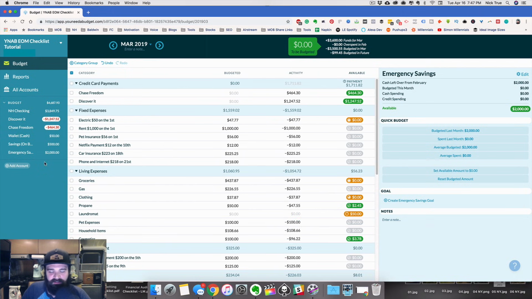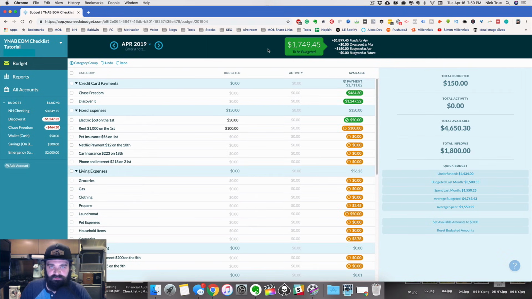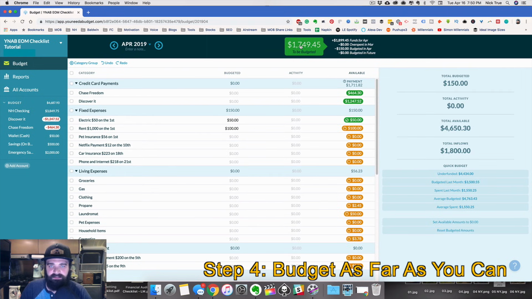Speaking of going into the next month, we are actually ready and completely done with March at this point. We have reconciled all of our accounts, we've dealt with all the overspending we have, and we've made decisions about the extra money we have in categories. So we're ready to go into the next month and start budgeting. At this point, the fourth step is just simply take this money and budget towards all of our goals that we have and get as far as we can for our needs in April.